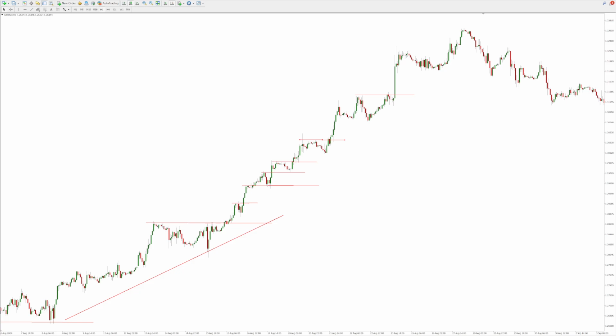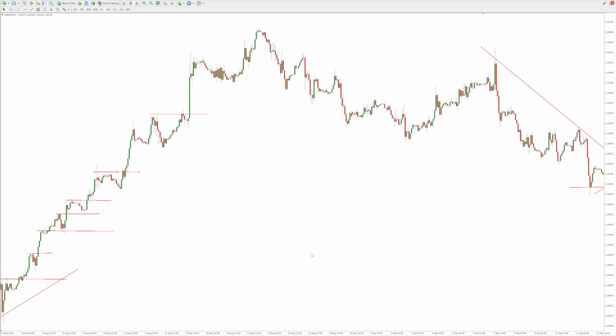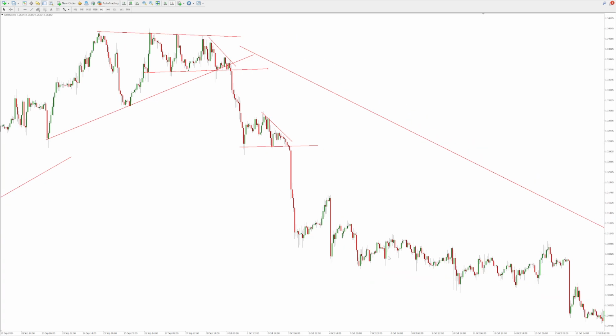Drawing trend lines doesn't have to be complicated. Just looking for an uptrend, you're just looking for higher lows. For a downtrend, you're just looking for lower highs. And then you just need to time your entry, have good money management and good trading discipline.